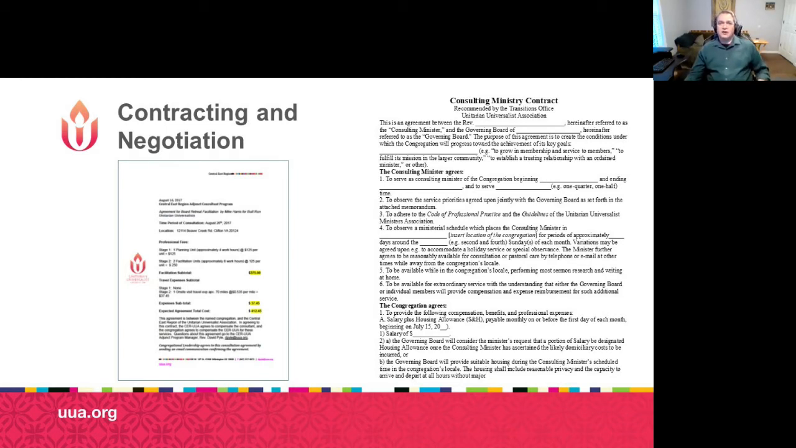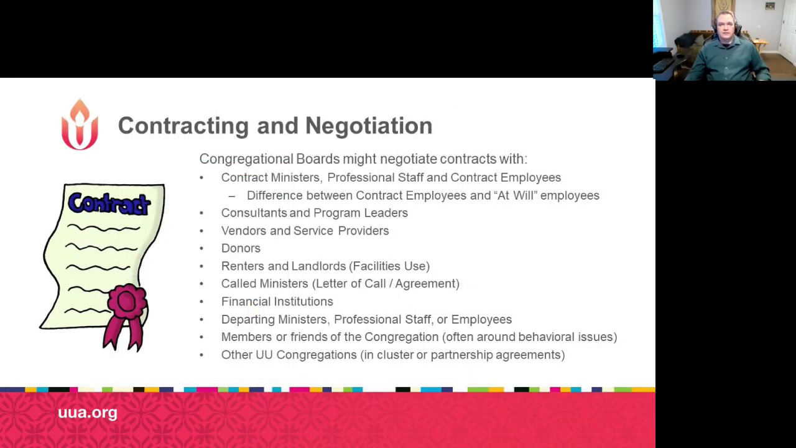So we're going to move to talking about another one of the board responsibilities that relates to some finances, and that's contracting and negotiation. So congregational boards, often, not always, in some congregations, contracting and negotiation in large part is a responsibility of the executive. However you define the executive, be it an executive committee, a senior staff member, an executive director. But in many congregations, all contracting and negotiation falls into the realm of the governing board. So you might make contracts with contract ministers, also letters of call with professional ministers, professional staff and contract employees.